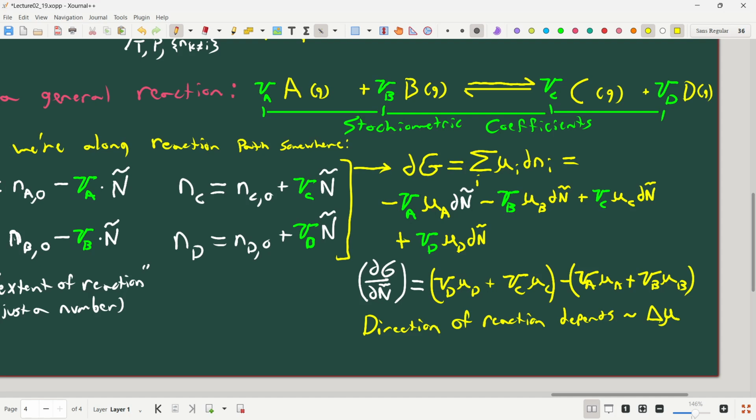So that would mean that every click we need to lose A and B to make C and D. And if we've gone too far, the energy goes up because every click we make more C and D, and this term is greater than this one, and the energy increases. Okay, so equilibrium has something to do with the balance of these two things: the chemical potentials of the products minus the chemical potentials of the reactants.